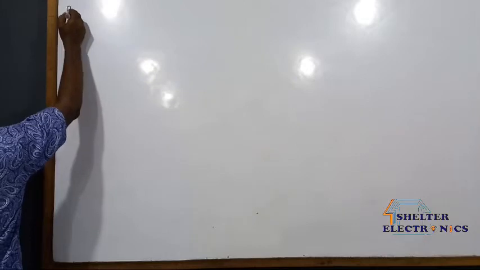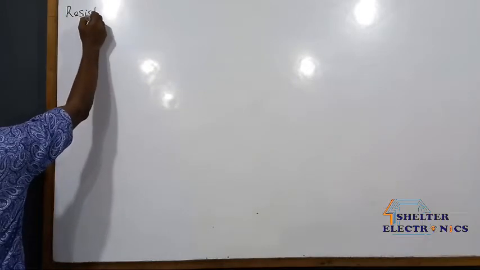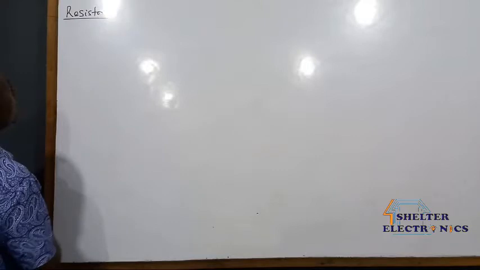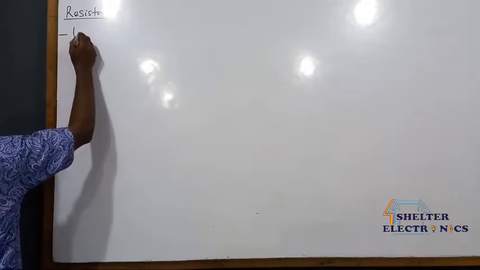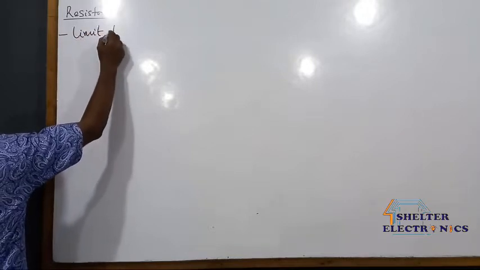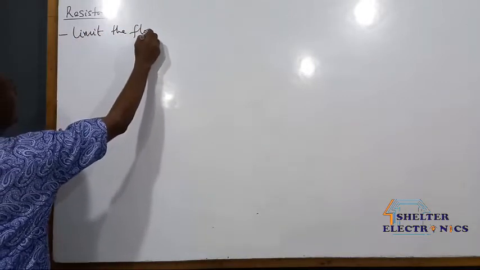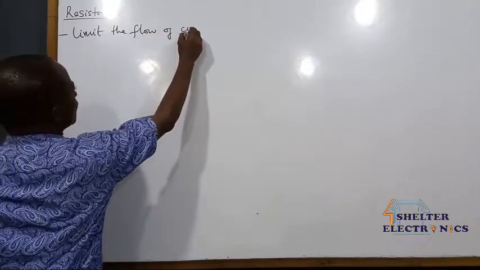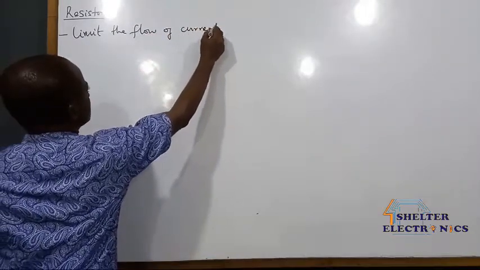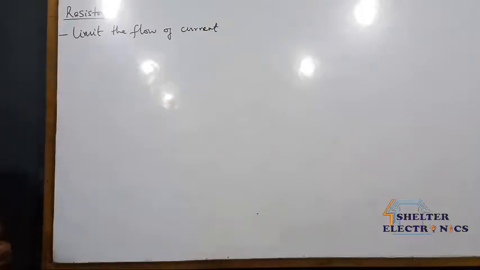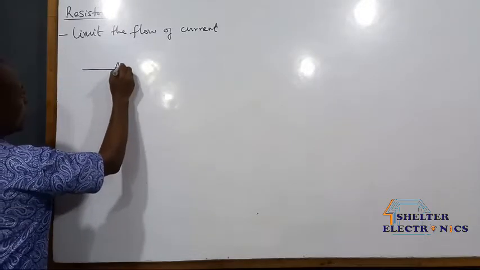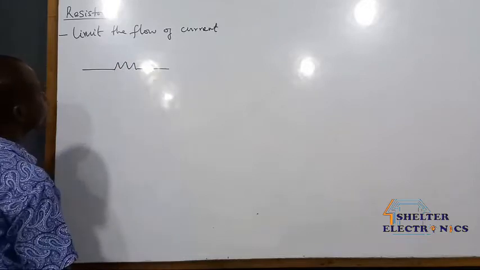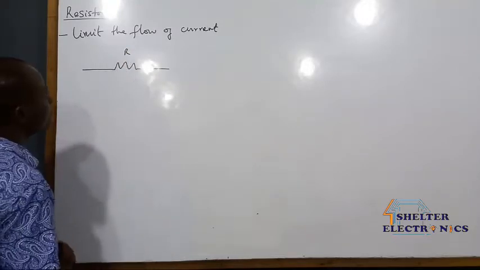The passive component we'll be looking at is the resistor. The resistor is defined as that passive component that limits the flow of electric current. So we describe resistors as those passive components that limit the flow of electric current. The electrical symbol for the resistor is this, R for resistance.